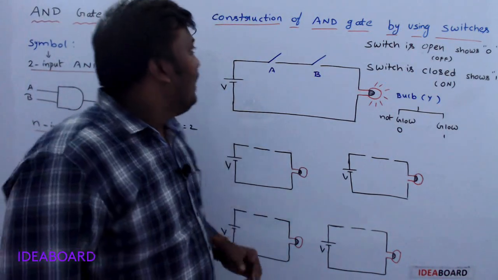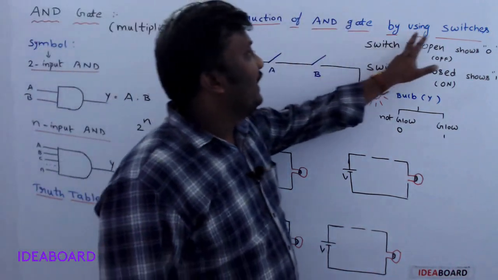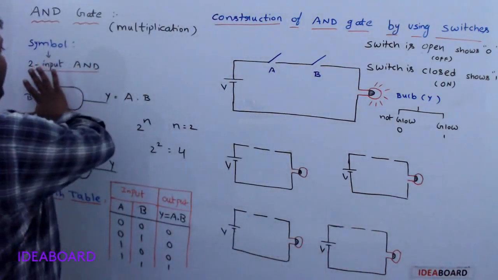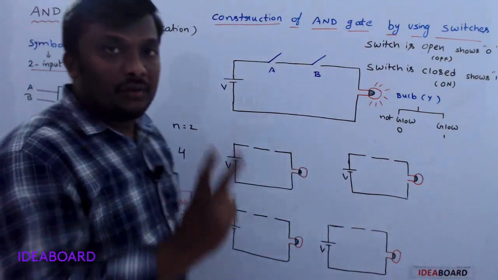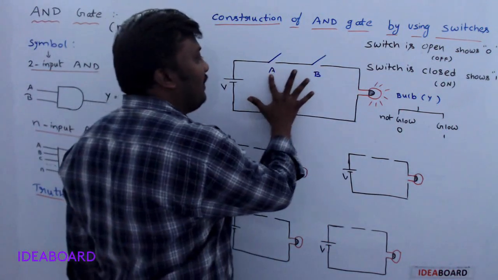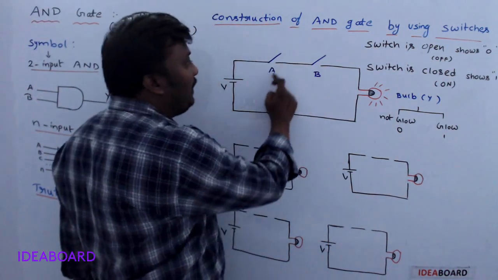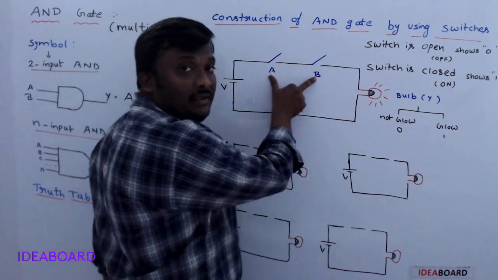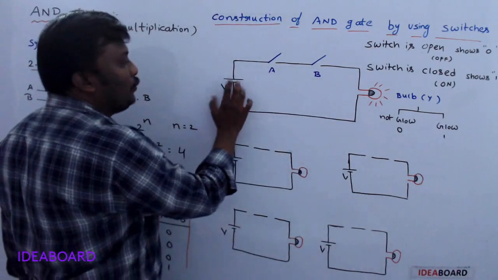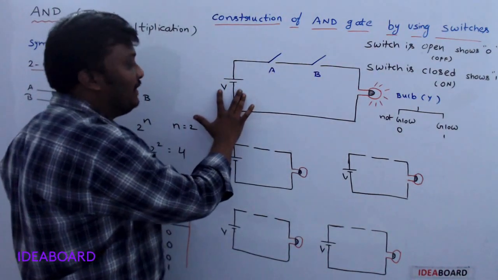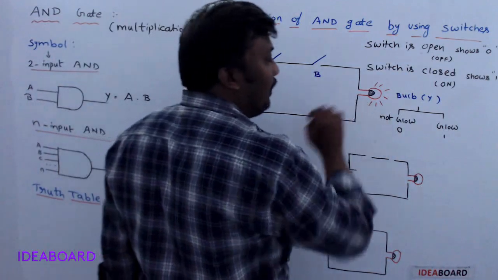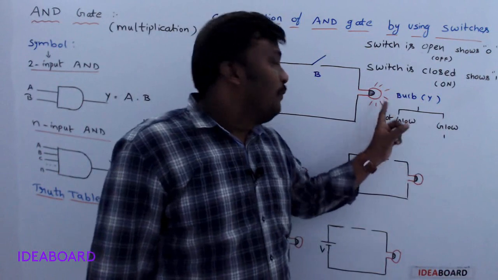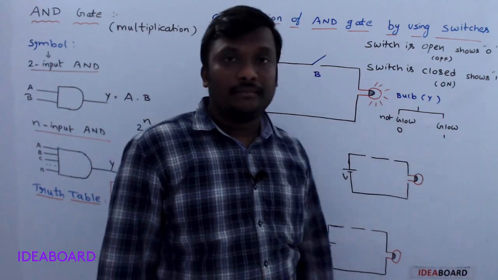Understand? Now let us see the construction of the AND gate using switches. Again I explain only the two input AND gate. The inputs are named A and B. A and B are represented by two switches. This is one switch, and this is another switch. These are connected to one cell whose EMF is V and one bulb. If the bulb glows, it indicates 1. If the bulb does not glow, it indicates 0.